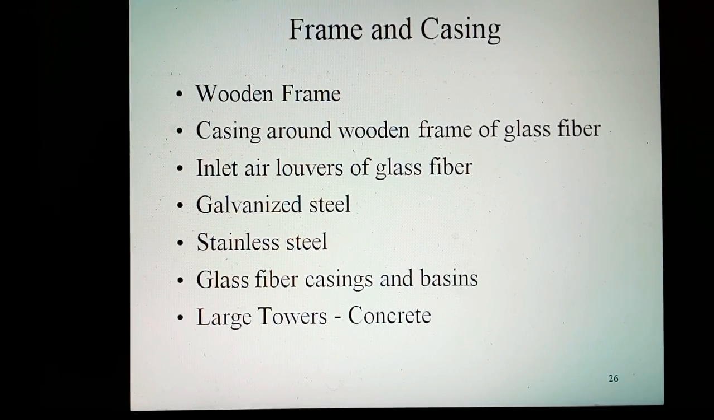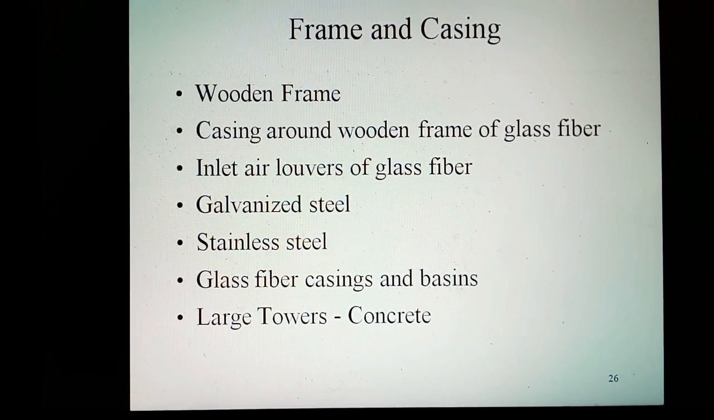Wooden towers are still available, but many components are made of different materials, such as the casing around the wooden framework is glass fiber, the inlet or louvers of glass fiber, the fill of plastic, and the cold water basin of steel. Many towers, casings, and basins are constructed with galvanized steel. Where corrosive atmosphere is a problem, the tower and or the basin are made of stainless steel.